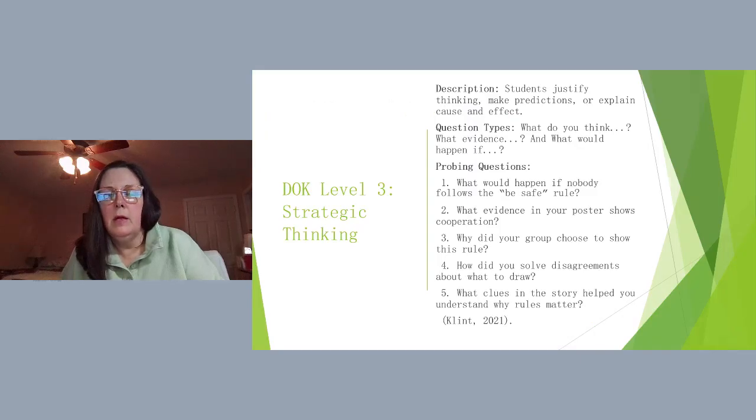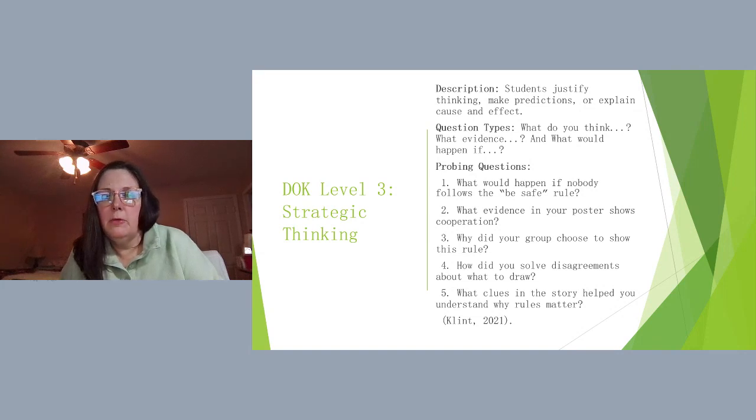Level 3 is strategic thinking, and it explains that students will justify thinking by making predictions or explaining cause and effect. This connects to our activity as students will need to justify their thinking and analyze the cause and or effect. Questions include, why do you think something? What evidence do you have about this? And what would happen if a particular situation happened?